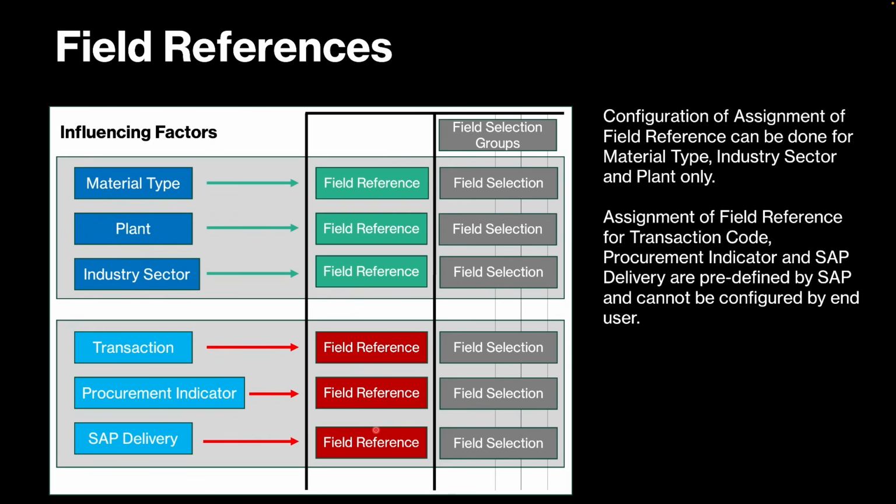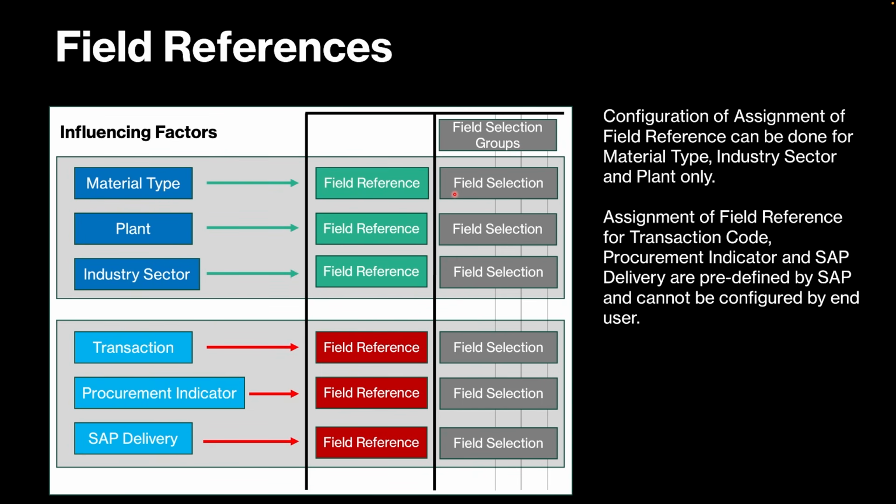Now let's see what is called field reference and how a field reference is assigned to these influencing factors. So as we saw in the previous slide, you can do field selection based on 6 influencing factors. Now, each of these influencing factors are assigned to something called as field reference. You can see here, each of these influencing factors are assigned to their respective field reference. And against this field reference for a field selection group, you will configure the field selection setting.